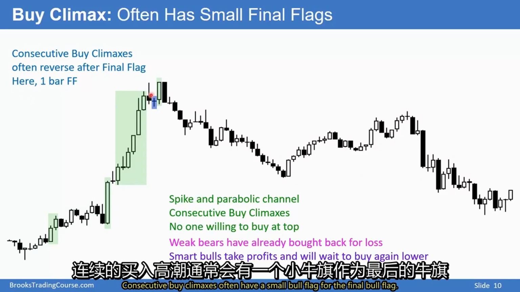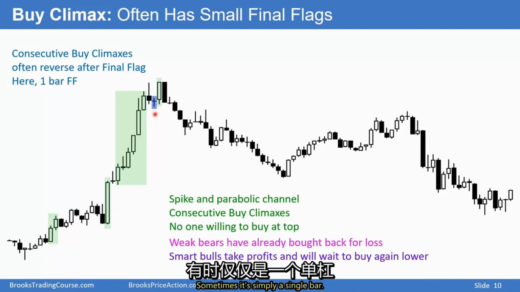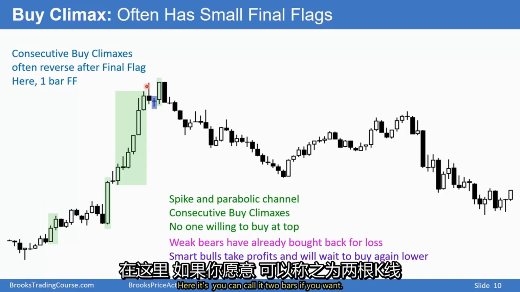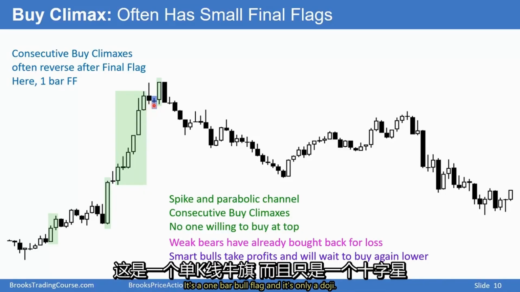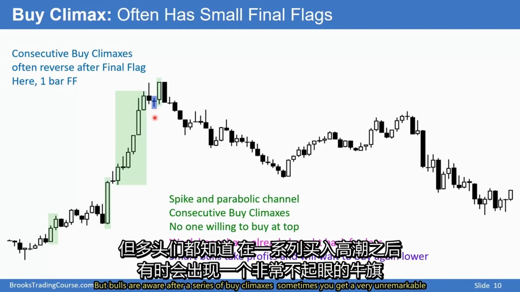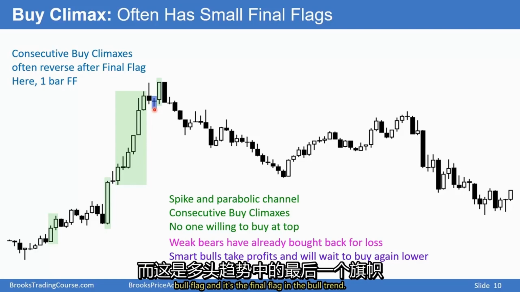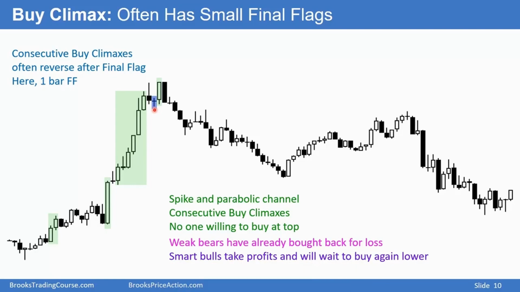Consecutive buy climaxes often have a small bull flag for the final bull flag. Sometimes it's simply a single bar. Here, you can call it 2 bars if you want. To me, the pullback, this bar below that low, is the pullback bar. It's a 1 bar bull flag, and it's only a doji, but bulls are aware that after a series of buy climaxes, sometimes you get a very unremarkable bull flag, and it's the final flag in the bull trend.